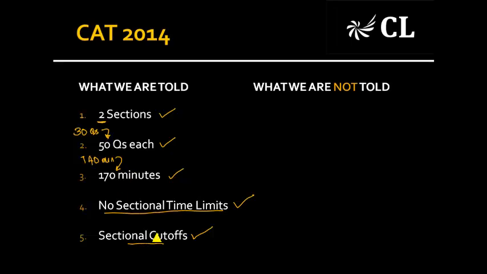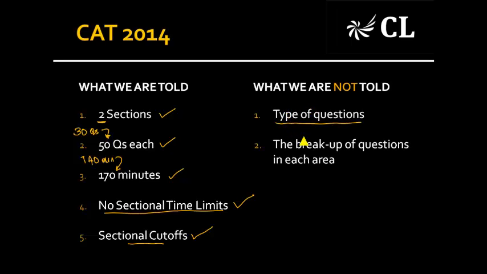But there are a few things that we are not told. One, the type of questions. For instance, we don't know whether critical reasoning would be there or not. We don't know what types of grammar questions would come. They have not told us. We are not told what specific types of questions from algebra would come. Two, we don't know the breakup of the questions in each of the areas.